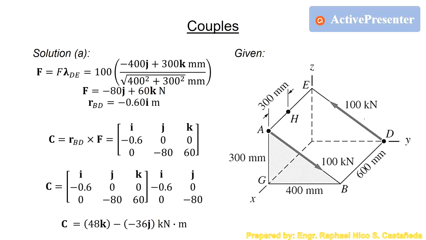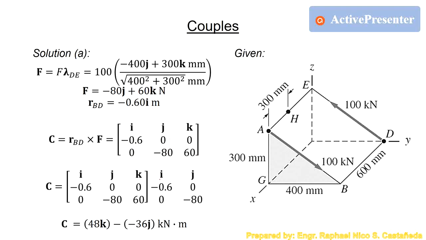In RBD, we will use the meter unit. So RBD is negative 0.6 I because it is parallel to the x-axis and going to the negative direction. Then using the formula, cross product RBD cross F, we have R as negative 0.6 I, 0, 0 for J and K. Then for the force, we have 0 for I, negative 80 for J, and positive 60 for K.